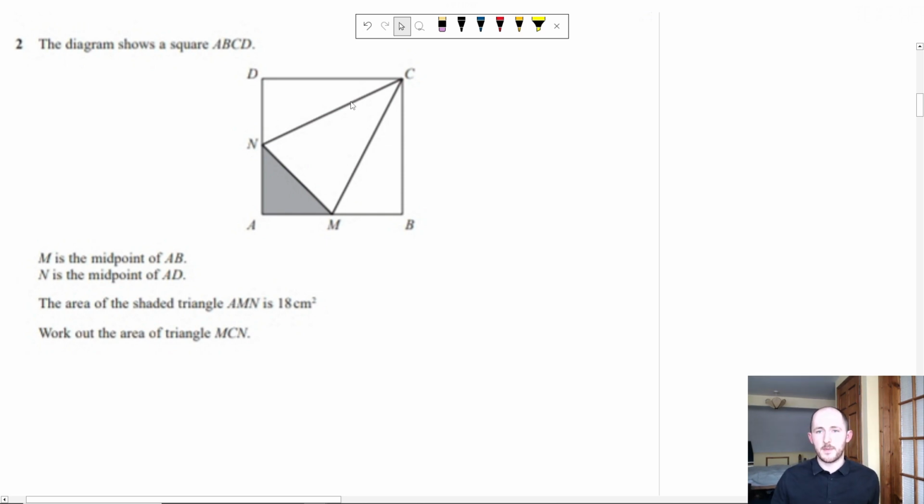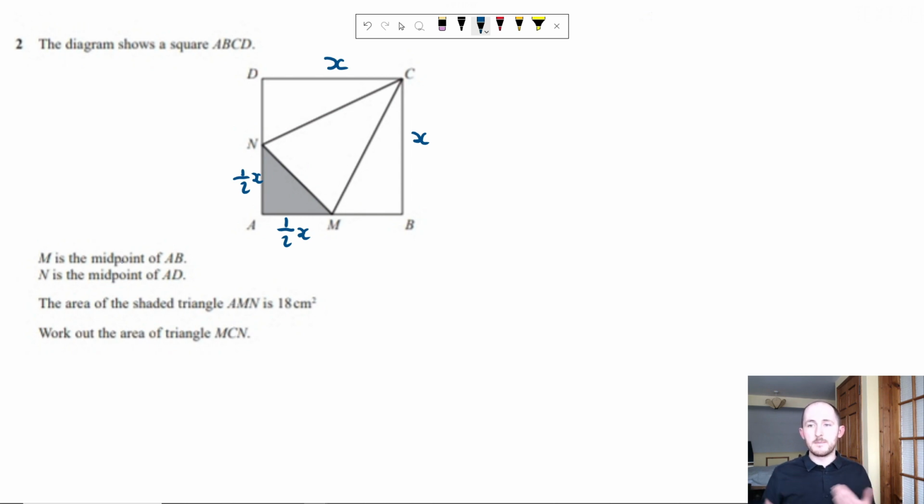So that's some interesting information. The key part here is that it's a square, which means all of these sides, DC, CB, AB, etc., are going to be the same, so I'm going to label them X. That means A to N is going to be half of X, because don't forget it says it's the midpoint, which means it's midway across, so it's half the length. And AM is also going to be half X.